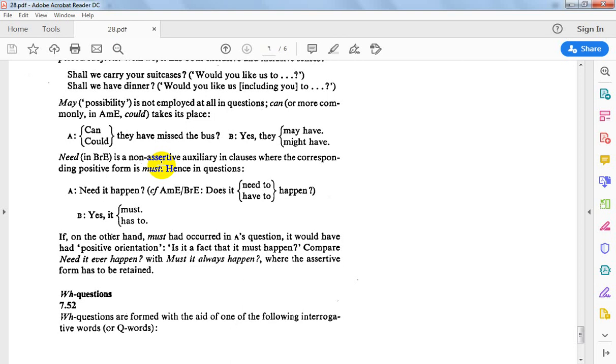If, on the other hand, must had occurred as a question, it would have positive orientation. It is the fact that it must happen. And if I use must in a question, need it ever happen with must always happen, where the assertive form has to be retained.